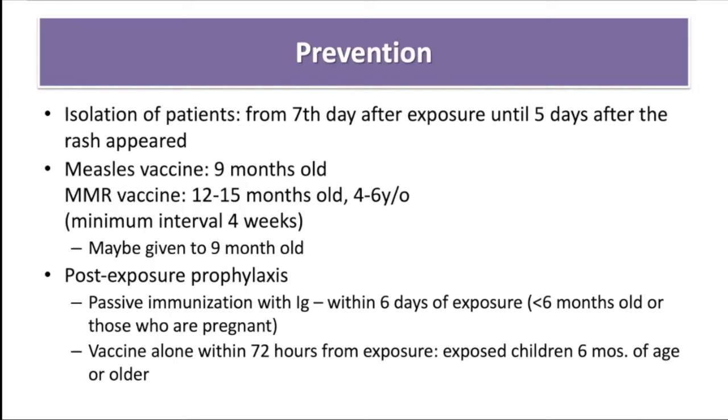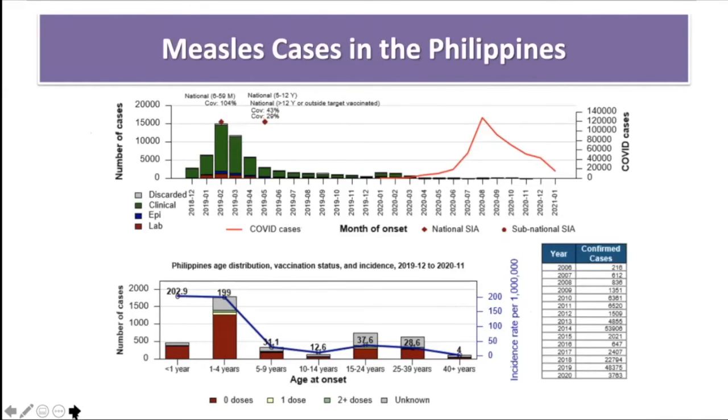And this can be given to infants, children, adolescents, and adults, because this vaccine may offer protection or modify the clinical course of measles. And this may also provide protection for future exposures. You can also give human immunoglobulin to prevent or modify measles in susceptible individuals if you administer it within 6 days of exposure. So let's focus on the Philippine situation with the cases of measles and the vaccine coverage.